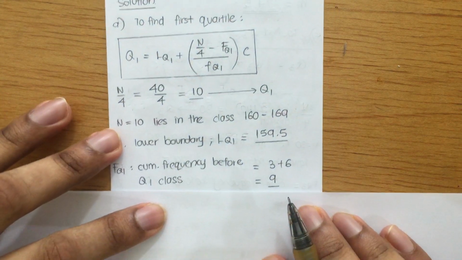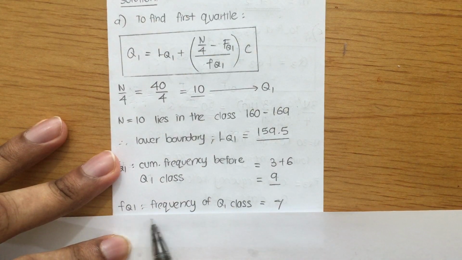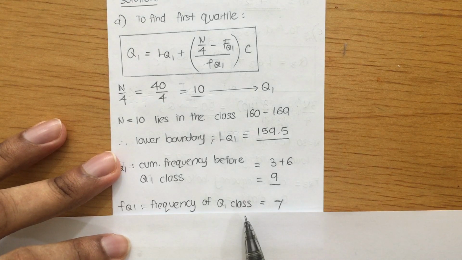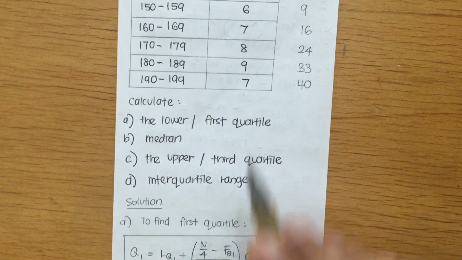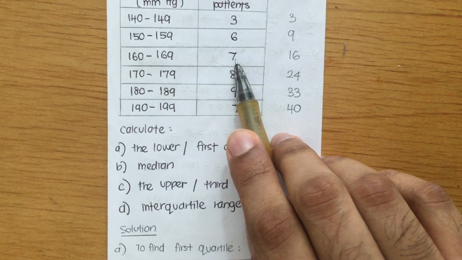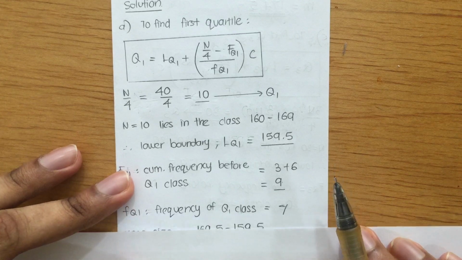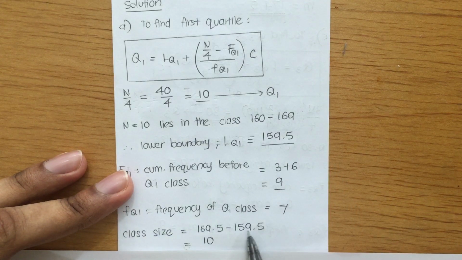Okay, so proceed to the next step. Small letter f Q1 is the frequency of the Q1 class. In this case, our Q1 class is 160 to 169, which is 7 guys, 7 patients. And the last thing we need to find is the class size over here. So class size is equals to upper boundary minus your lower boundary. So in this case, the answer you get is 10 over here.